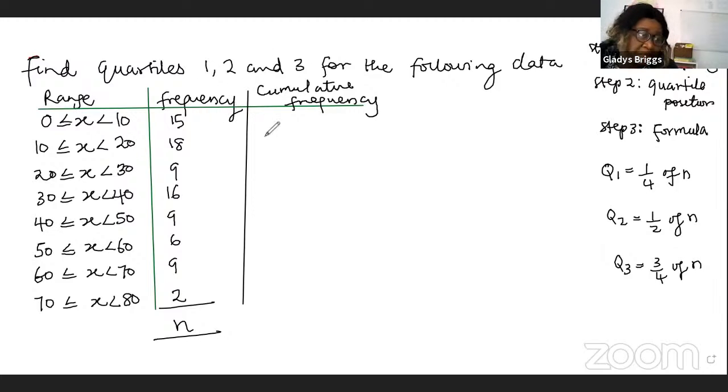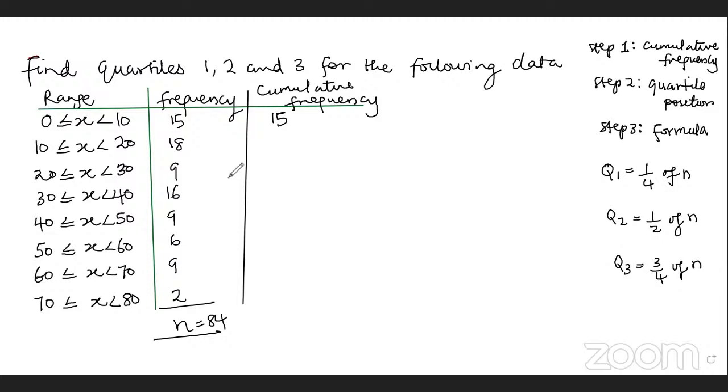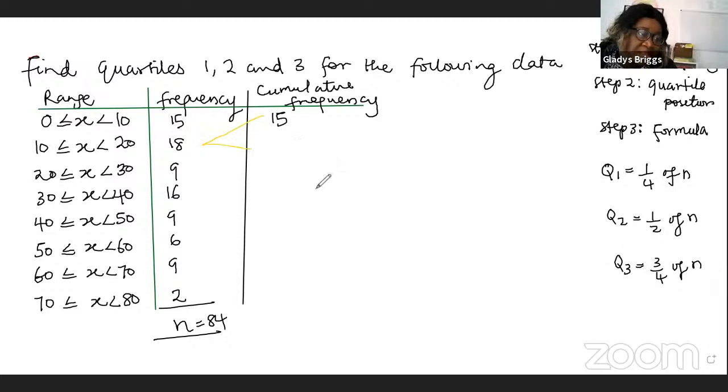Okay, we will get 84 in the bottom here. Yeah. Okay, so 15 is 15 here. What's the next one? This would be 33. 33, yeah. And the next one, well done.